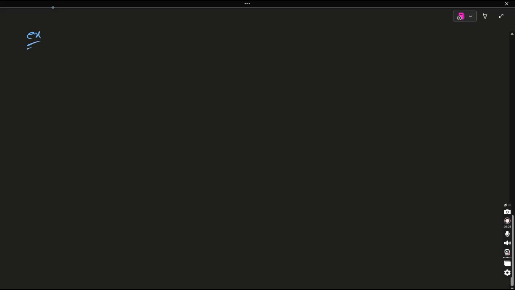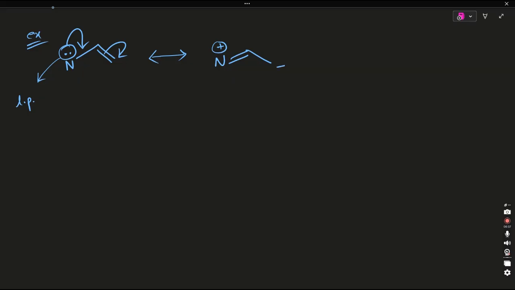Examples like we consider a compound like this. Here, the lone pair on the nitrogen atom is actually delocalized because it can take part in conjugation like this, and we get the equivalent structure like this. So this lone pair is movable. It changes its position. It is movable, that is delocalized.